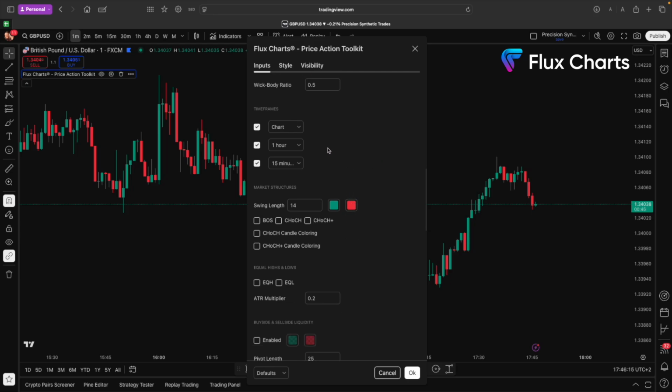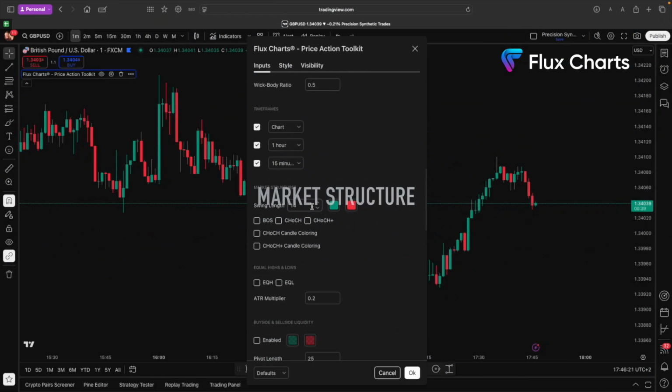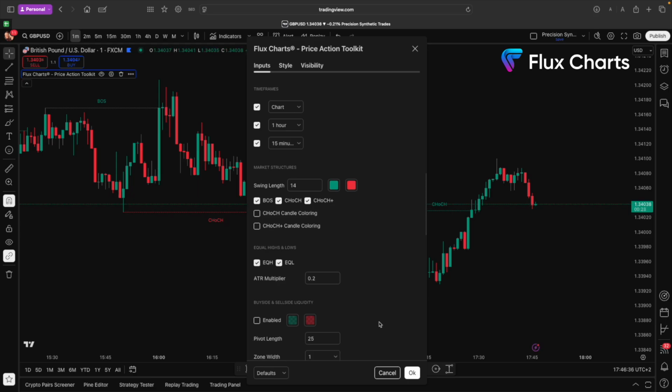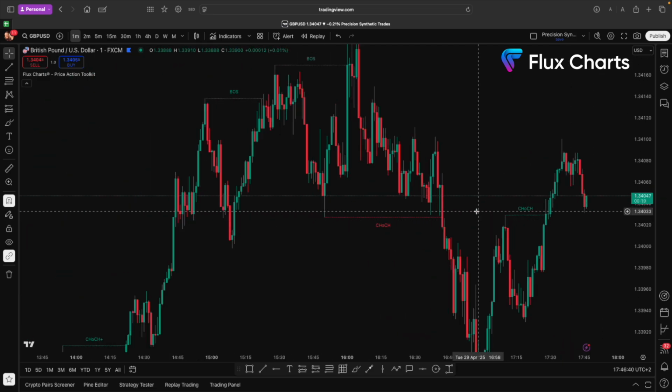Now let's say, for example, you're someone that's struggling with market structure. Here you can change your settings to the swing length, and then as well you can add break of structure, CHoCH, and CHoCH+. So it's basically market structure shift. You can put in your equal highs, equal lows, and then it will look something like this.